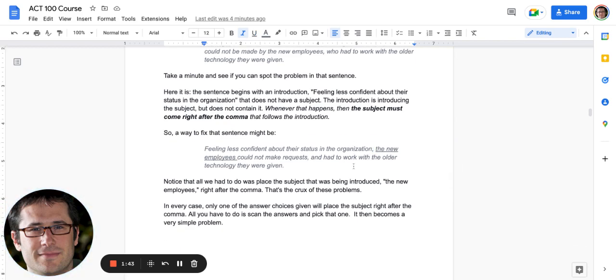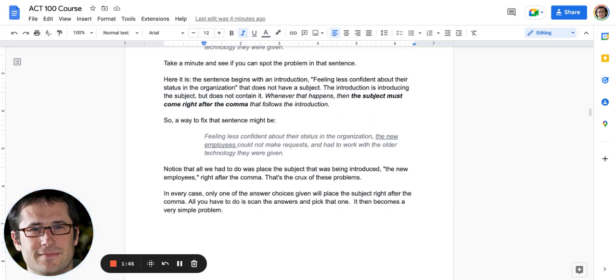And that's the rule. The nice thing about the way this works on the ACT is that there is always only one answer where the subject comes right after the comma. So you don't even have to read the whole sentence when you're looking at the answers here. You just have to look at the first 2 or 3 words that are the subject of the introductory phrase. And there's only one, and you pick it and you're done. So it's really, really straightforward.